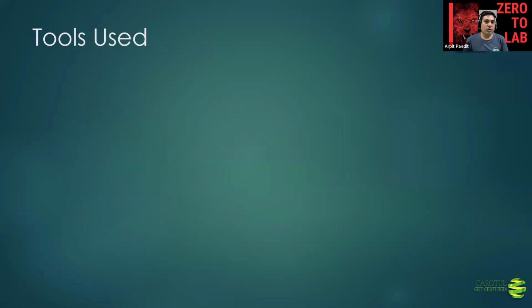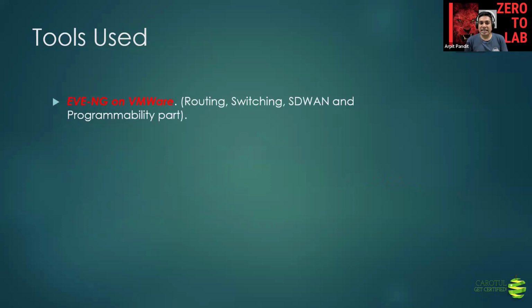What tools are we going to use in this course structure? So first of all, the tool we are using is EVNG, which works on VMware. So we would suggest to have a Windows PC because that works the best. Windows, or if you are good in Linux environment, then you can use Linux PC as well.